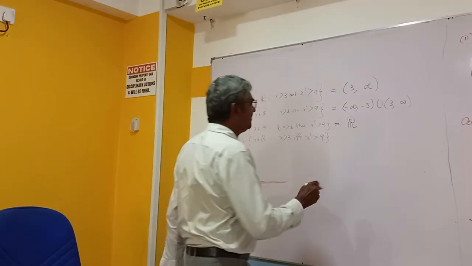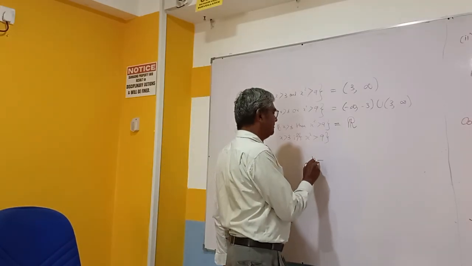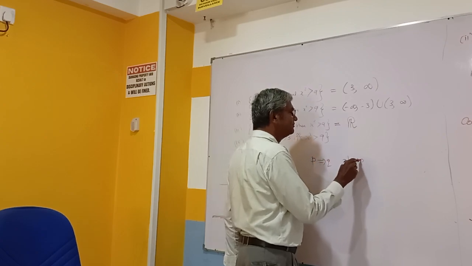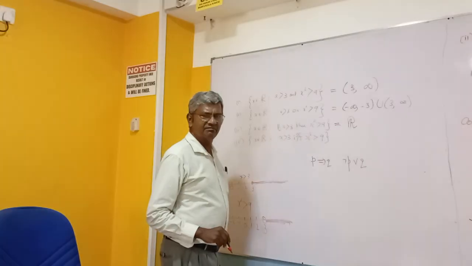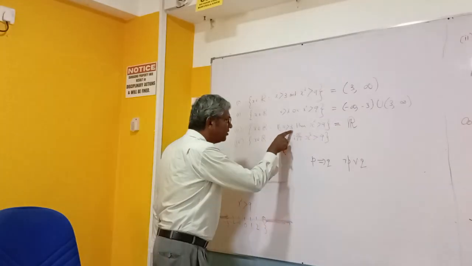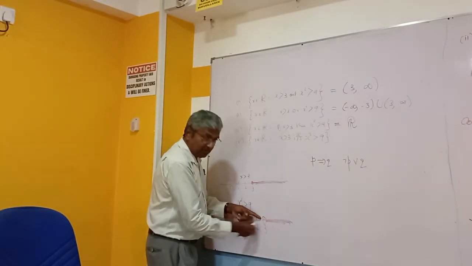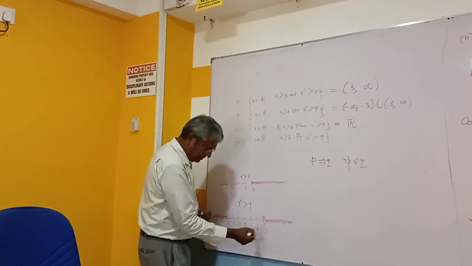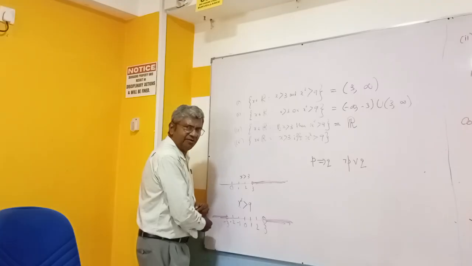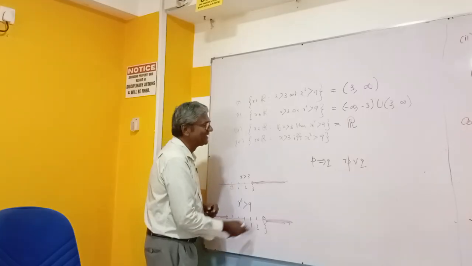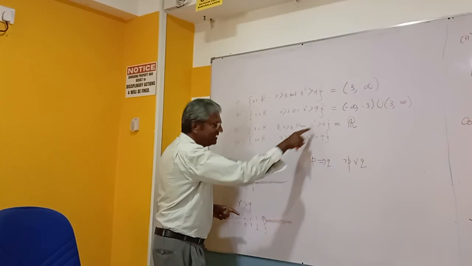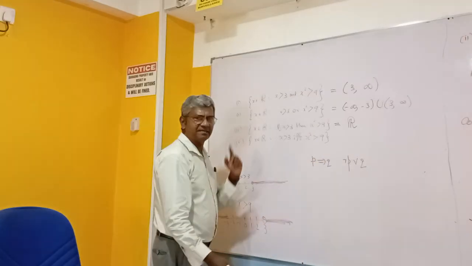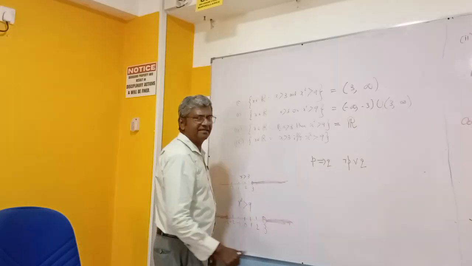You studied just a while before: P implies Q is logically equivalent to not P or Q. Right? If you take not P, x less than or equal to 3, from here including 3 to the negative side. Q is x squared greater than 9, all the way to infinity. So it is R. This is the way you decide.